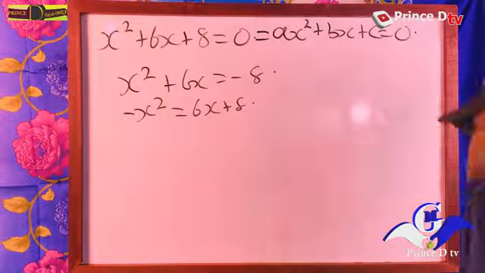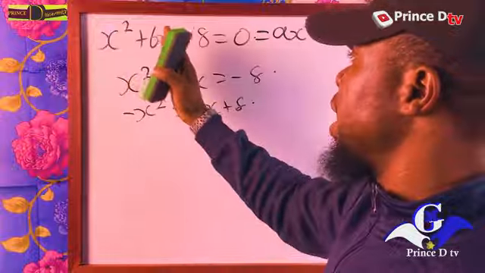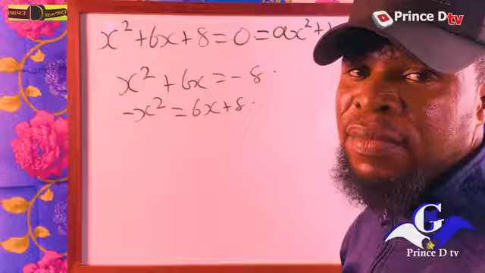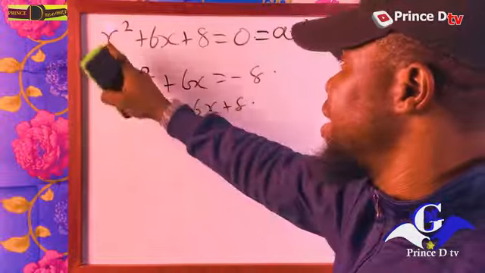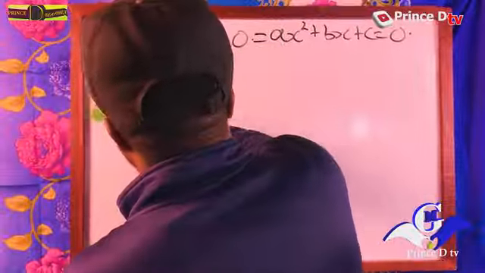So what will you need to do in a case like this? You need to make sure you bring every term on one side and make sure you let it be positive. All right, so the next step.